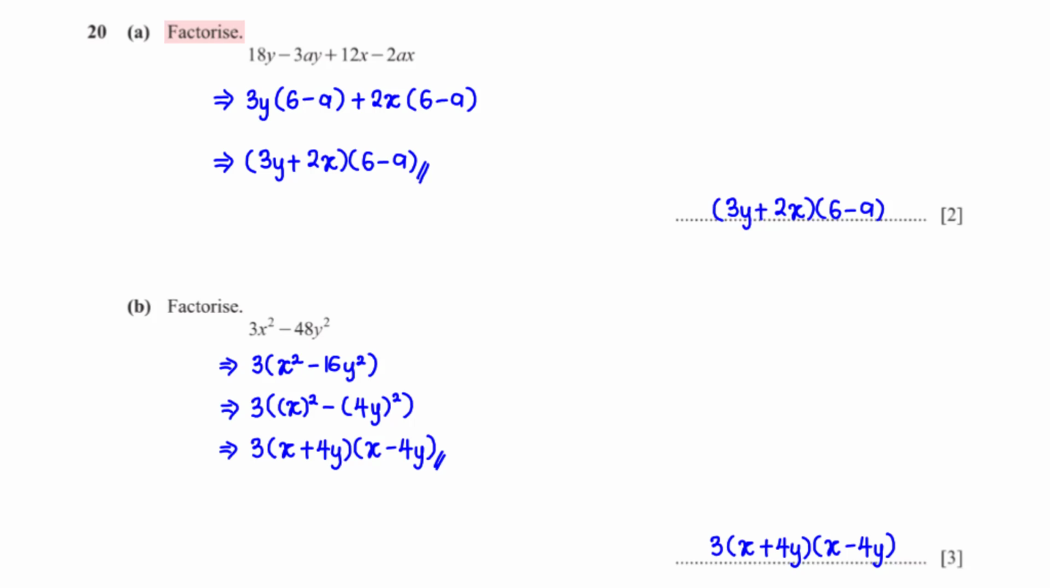Factorize 18y minus 3ay plus 12x minus 2ax. For the first two terms, when we factor out 3y, we are left with 6 minus a. And for the final two terms, when we factor out 2x, we are left with 6 minus a. We can rewrite this as 3y plus 2x times 6 minus a.